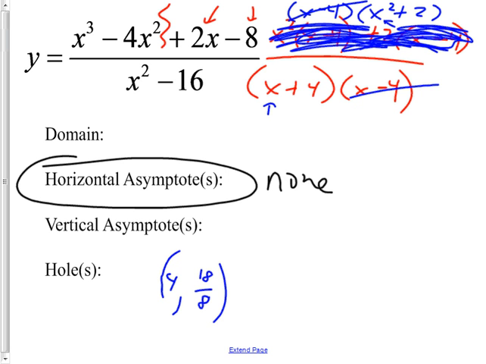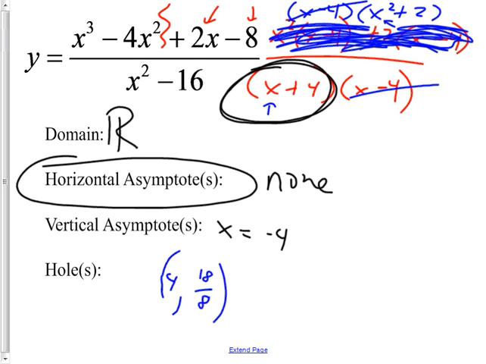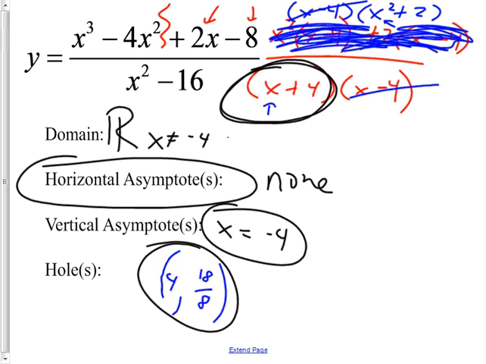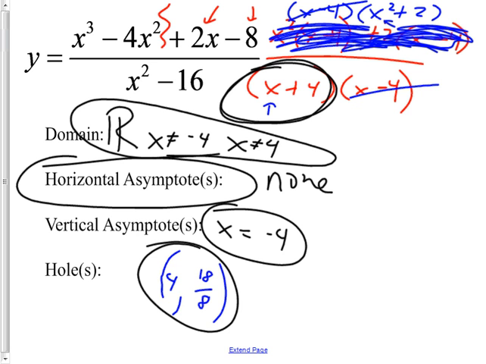Right. The vertical asymptotes, that's whatever also crashes it, but it's not a hole. That also crashes my function. So x equals negative 4. The domain is all real numbers except the things that would have crashed it. All real numbers except x cannot be negative 4. See, that would crash it. Wouldn't this also crash the function? Yep. x cannot be 4. There's my domain. Any questions about how to do that kind? Yes.